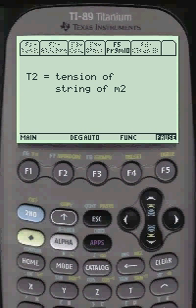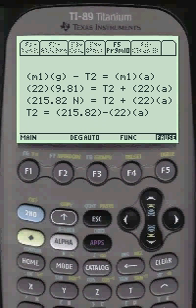Do the same thing for tension 2 on the other side of the pulley. It turns out to be 215.82 minus 22A, which is the mass of the second mass.